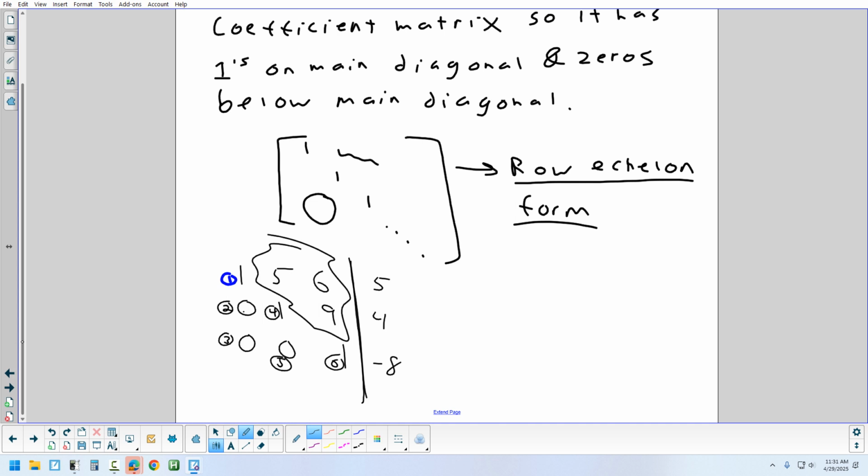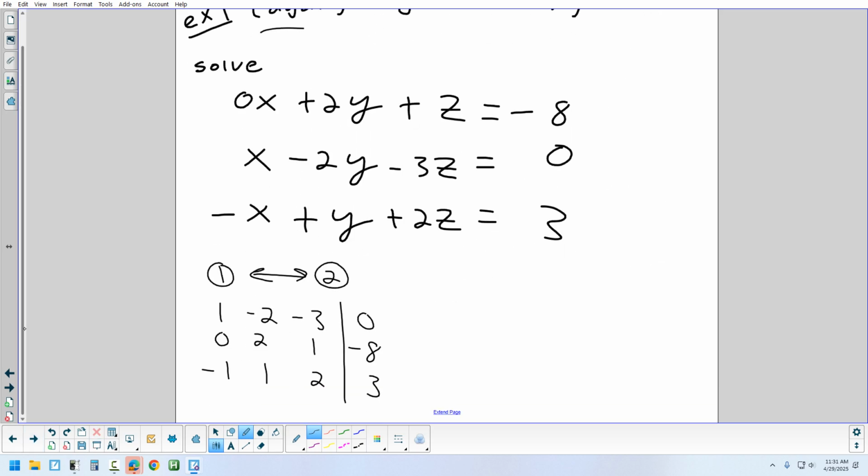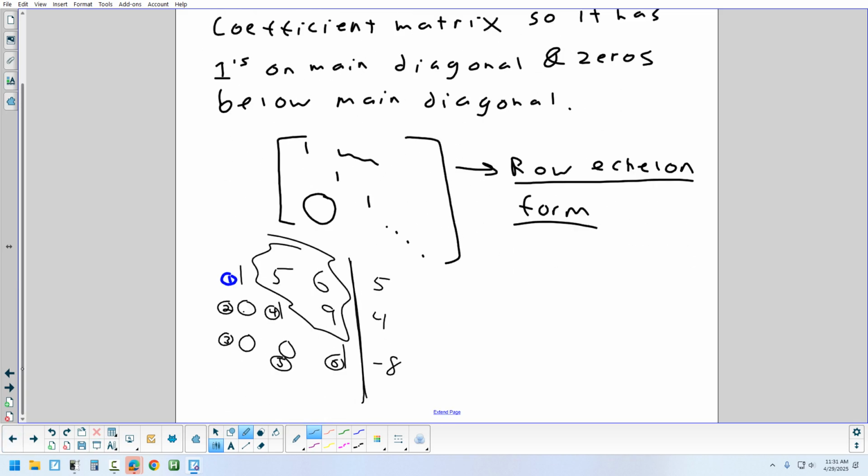Second step. What element do I want to focus on for the next step? Getting a 0 in row 2, column 1, which we already have. So this time I can skip that step. Row 3, column 1. So now I want to focus on getting a 0 in row 3, column 1.